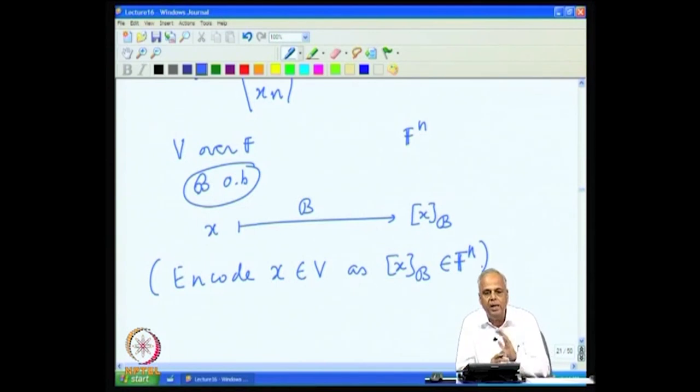So, however abstract the vector space V may be, as long as its dimension is n, it can always be converted to a concrete level of Fn. Fn is simply the standard n component matrix space. So, any abstract vector space, if it has dimension n, by choosing any arbitrary ordered basis for V, every vector x can be translated, can be encoded, can be digitized as a vector xB in Fn. Let us look at some simple examples.